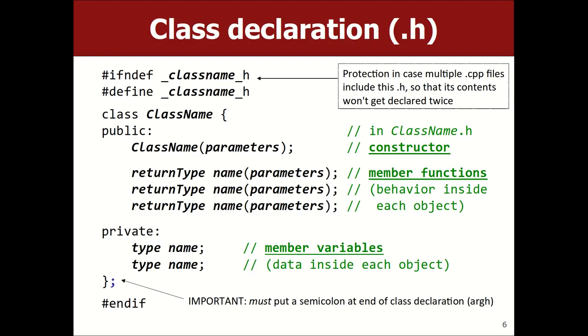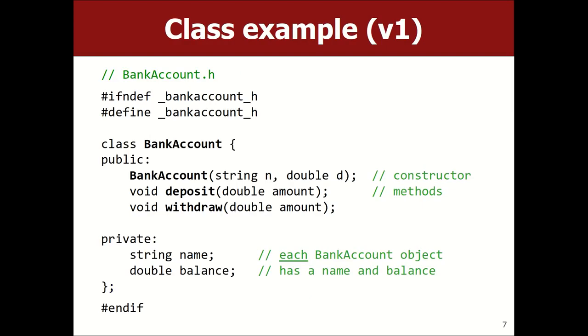That's the general syntax. I'll show you an example. Here's me writing a bank account class. So I've got a class called bank account. The public methods are a constructor. It takes a name and a balance, a deposit and a withdraw method, and the private data is I'll store the user's name and balance.